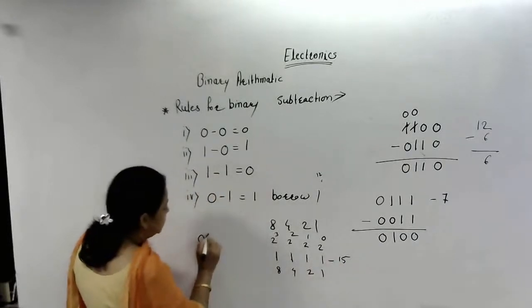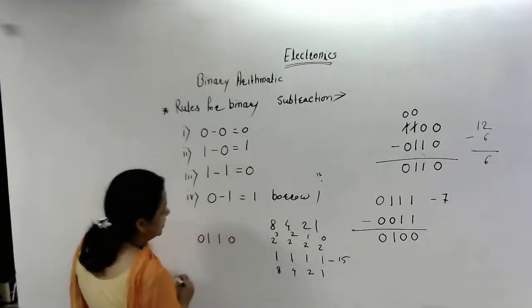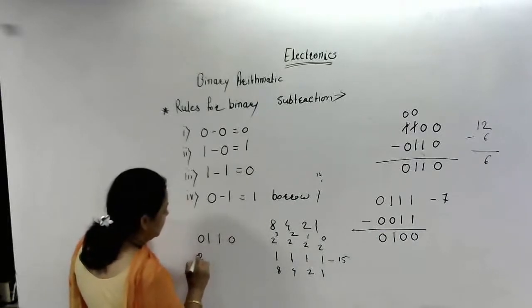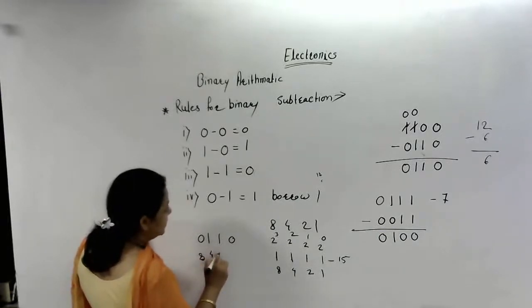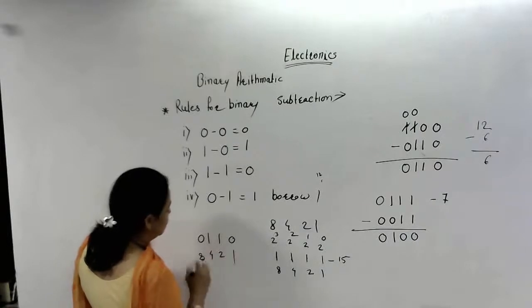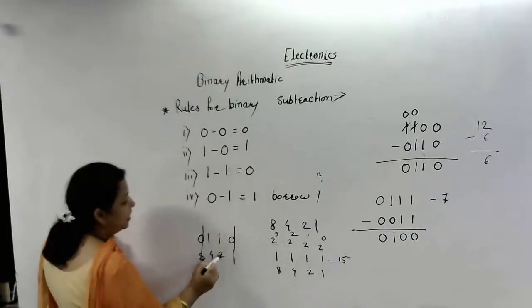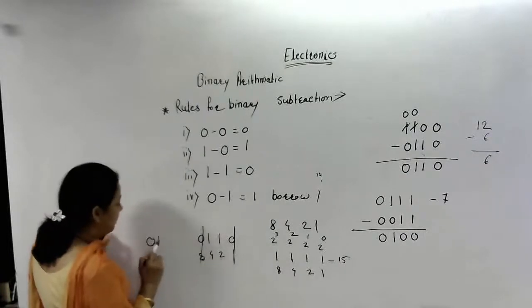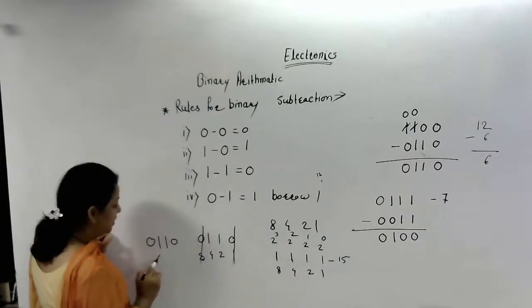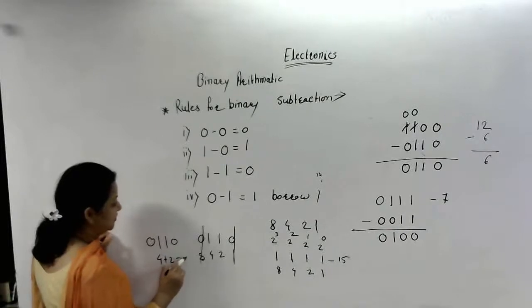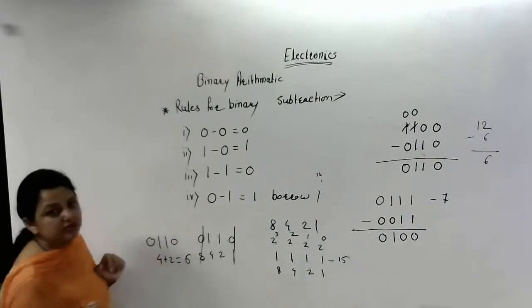Suppose the number is 0, 1, 1, 0. Then what are the place values here? 8, here 4, here 2 and here 1. 8 is absent, 0, and this one is also 0, what remains is 4 and 2. So 0, 1, 1, 0 corresponds to 4 plus 2, which is equal to decimal 6.